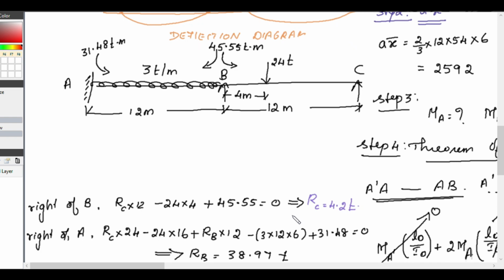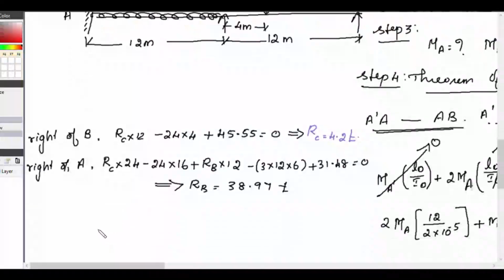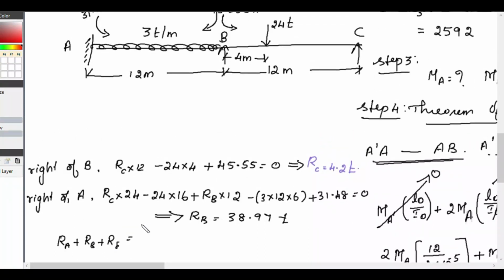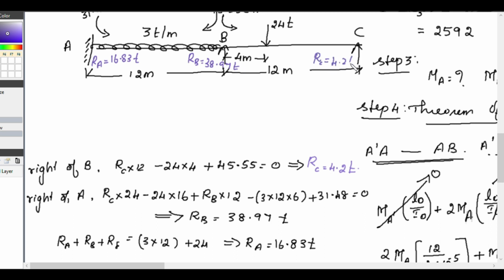Now we know upward reactions are equal to downward loads. So RA plus RB plus RC is equal to 3 into 12 plus 24. We get RA is equal to 16.83 tons. So that means our RA is 16.83 tons, RB is 38.97 tons, RC is equal to 4.2 tons.